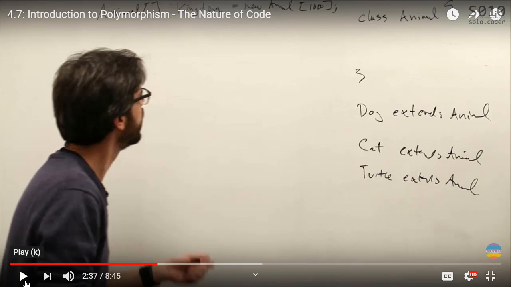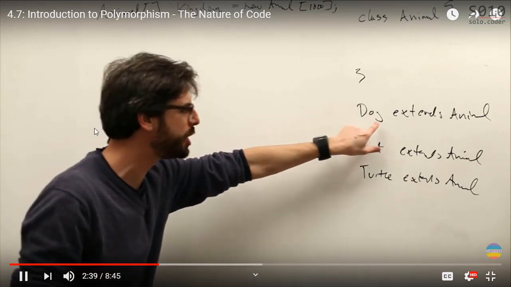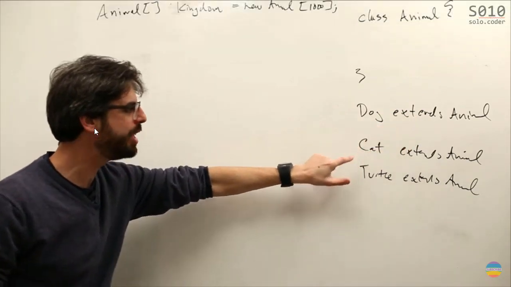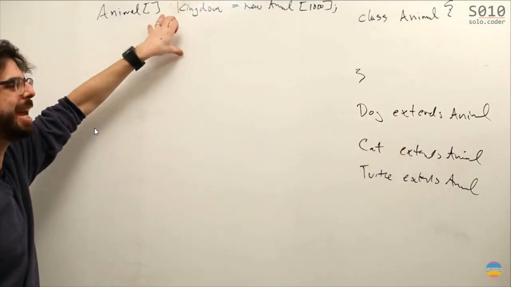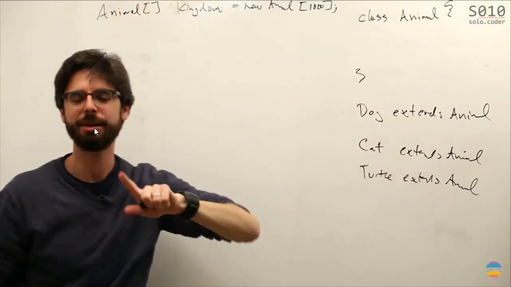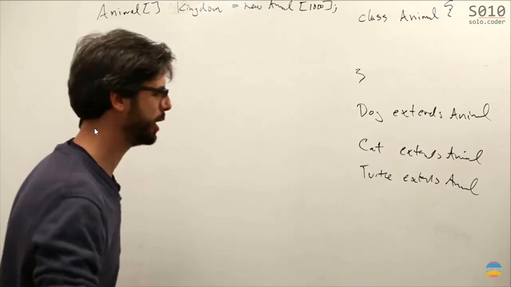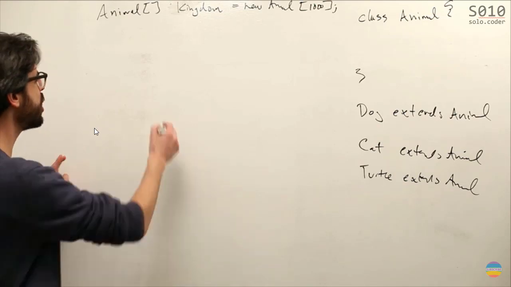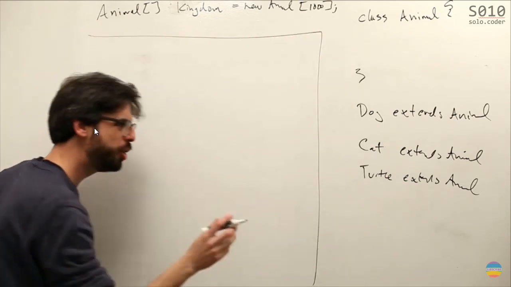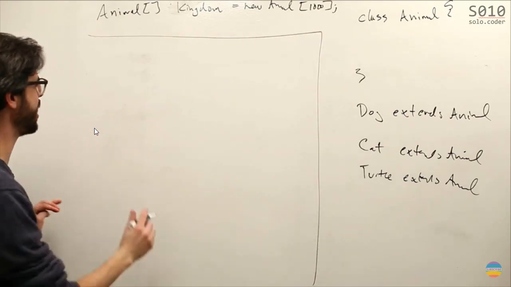Let's keep going here. Polymorphism is going to allow us to put all these different kinds of animals into the same generic array of animal objects. So let's look at 2 lines of code that I'm going to write out for you here.